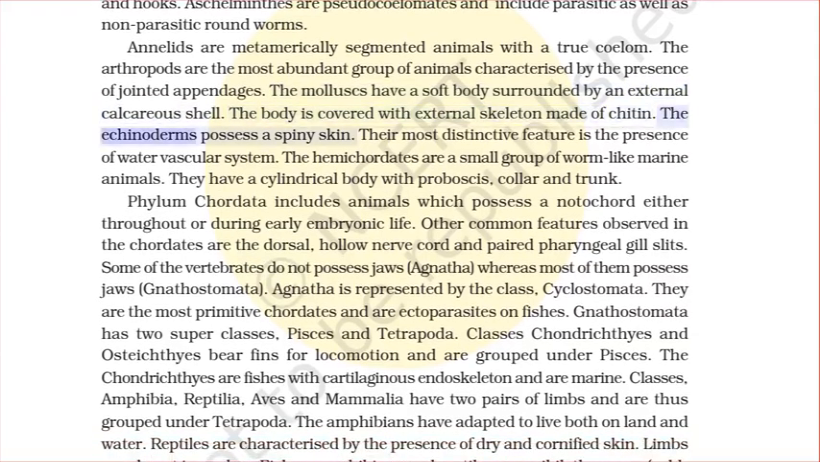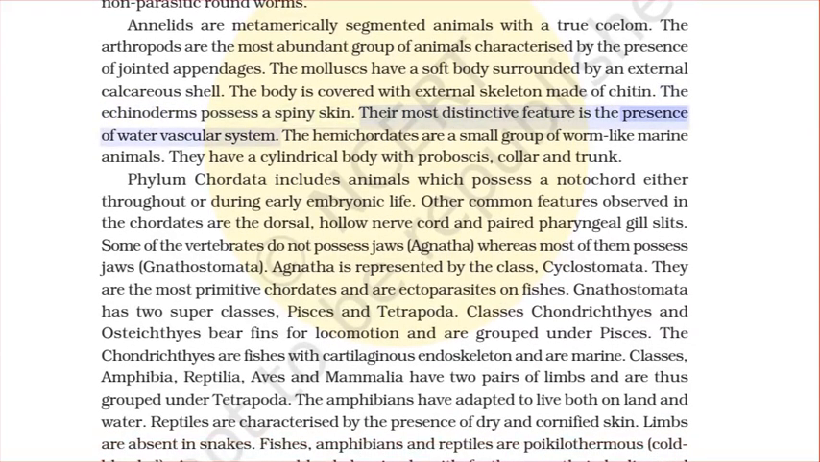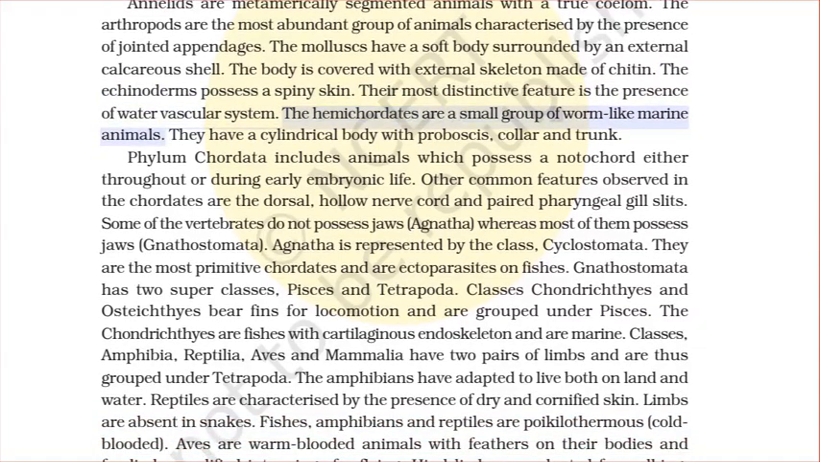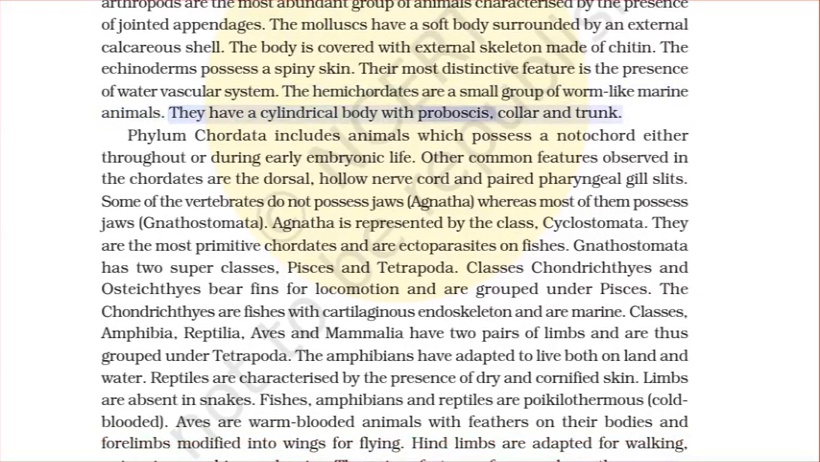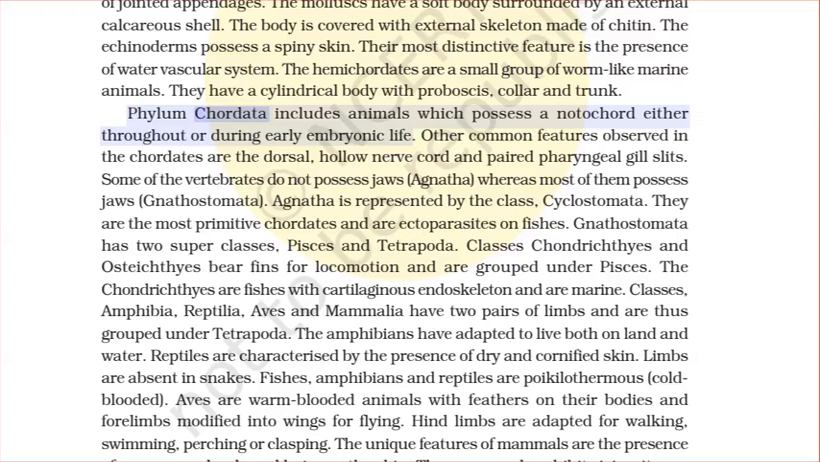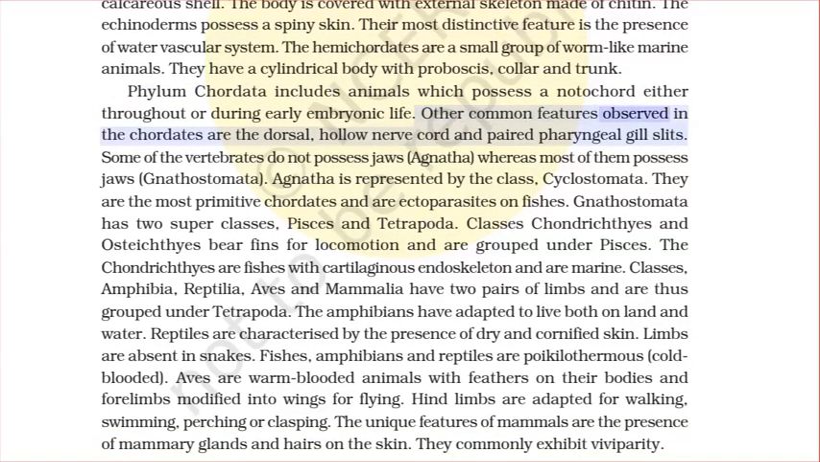The echinoderms possess a spiny skin. Their most distinctive feature is the presence of water vascular system. The hemichordates are a small group of worm-like marine animals. They have a cylindrical body with proboscis, collar and trunk. Phylum Chordata includes animals which possess a notochord either throughout or during early embryonic life. Other common features observed in the chordates are the dorsal, hollow nerve cord and paired pharyngeal gill slits.